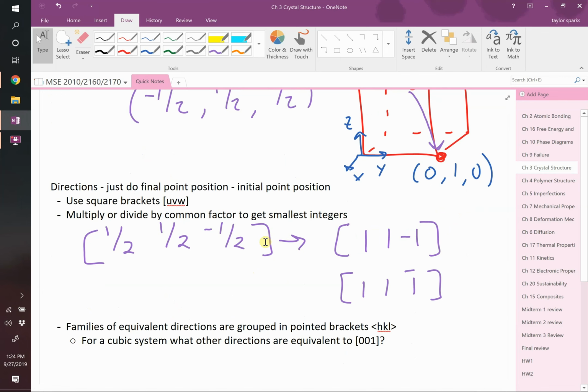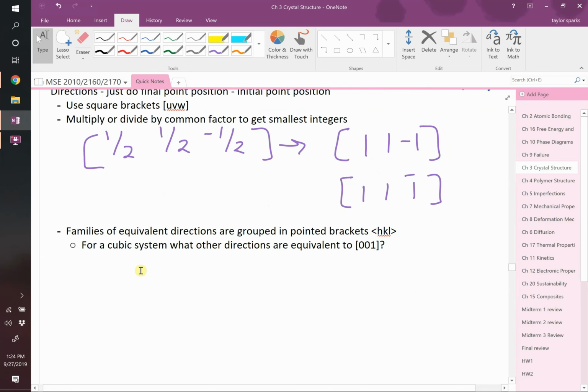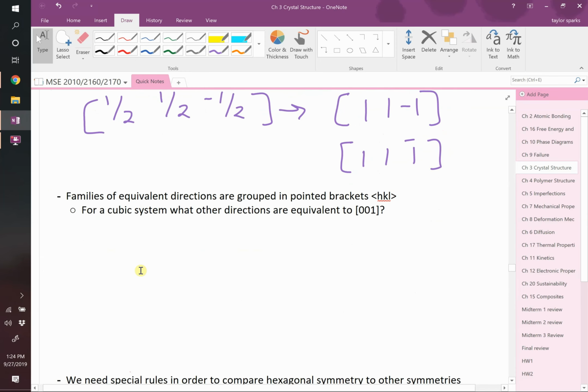Now, we could figure out the length of this thing. The length is different than the direction. These are both pointing in the same direction, just one travels twice as far as that one. So this is not a measurement of length. This is just direction. That's why it's okay if it's integers versus halves. Okay? We can talk about families of equivalent directions.